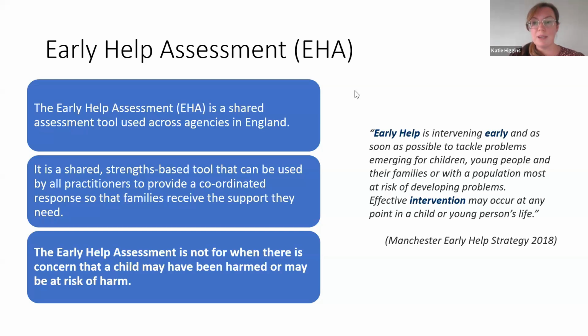So early help is intervening early, trying to tackle problems as soon as they arise for children, young people and their families with a population most at risk of developing problems. It's an effective intervention. Intervention may occur at any point in a child or a young person's life. So it can be anywhere from birth up until age 16, 18, if it's a looked after child, you can use an early help assessment framework.